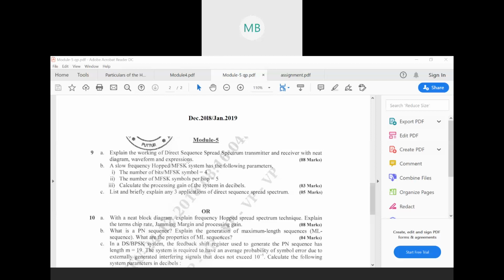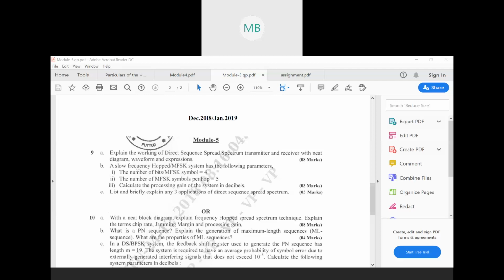What is that expression? v of t equal to summation n equal to minus infinity to plus infinity an into gT of t minus nTb. Here gT of t is the rectangular pulse of duration Tb. And then write the PN signal expression c of t equal to summation n equal to minus infinity to plus infinity cn into p of t minus nTc. So here again this p of t is a rectangular pulse, but duration is Tc. And then explain the operation.